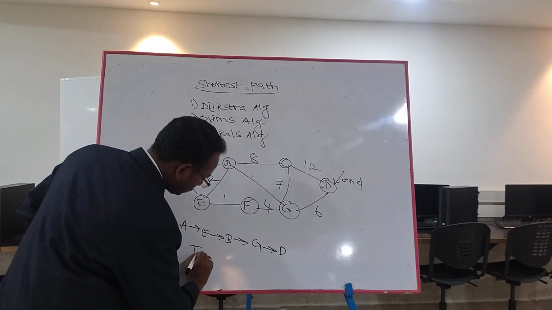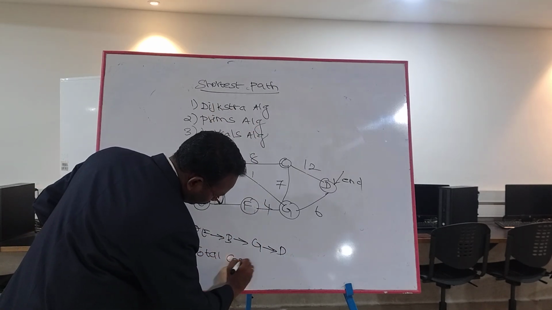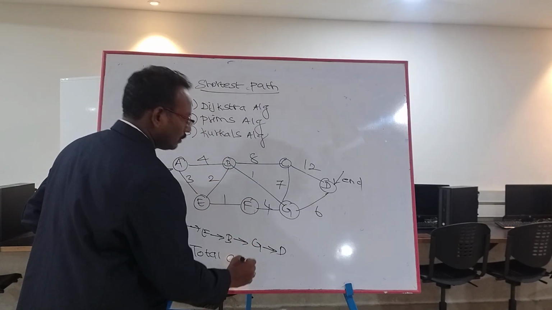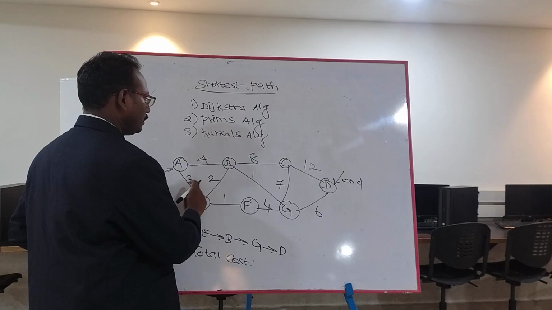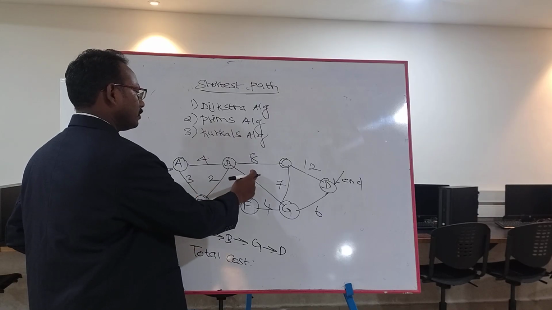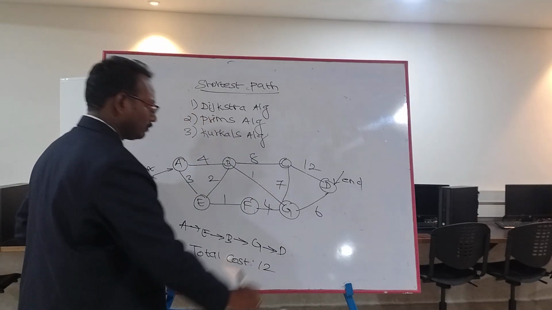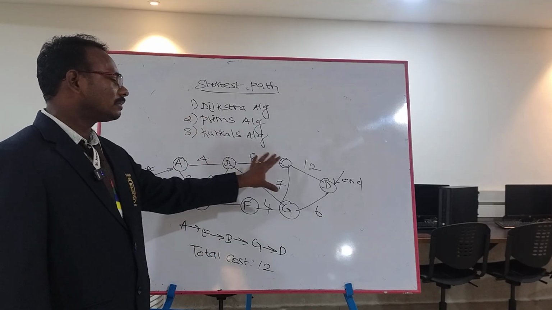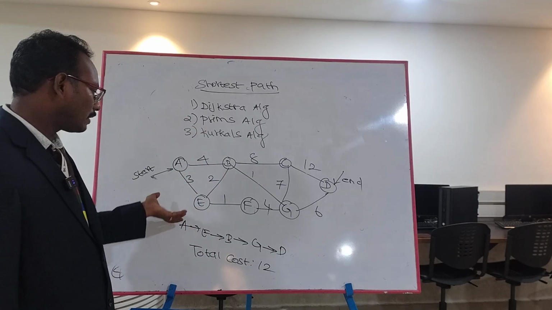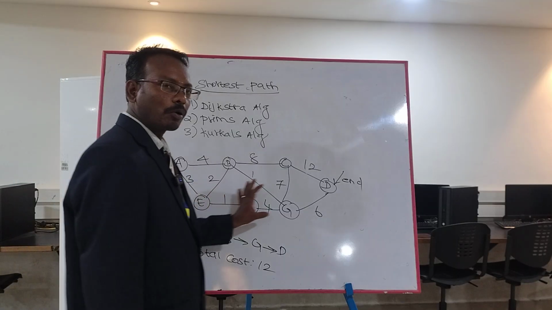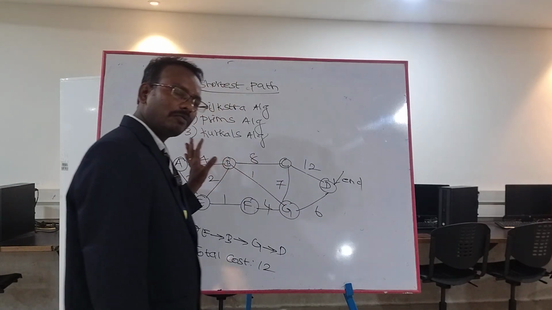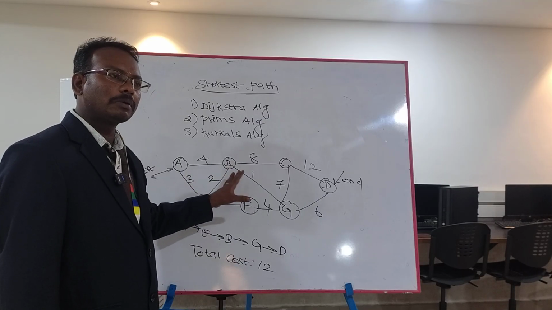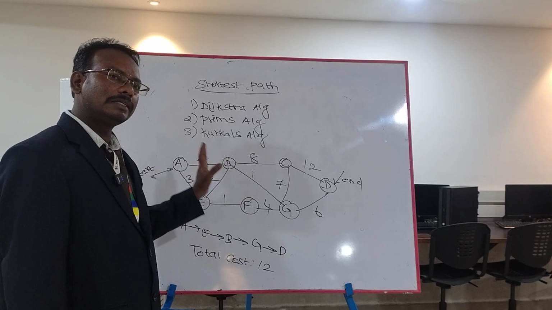So the total cost is 4, 8, 3, 2, 5, 6, 6 plus 6 is 12. This is the total cost. This is the lowest cost for the destination. We have to find this kind of shortest path, how the problems, how we can define and how we can solve this and find out the minimum cost to attain our destination.